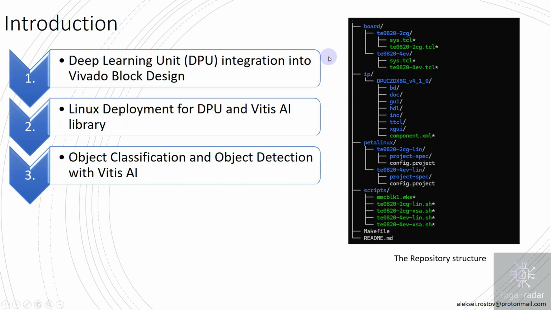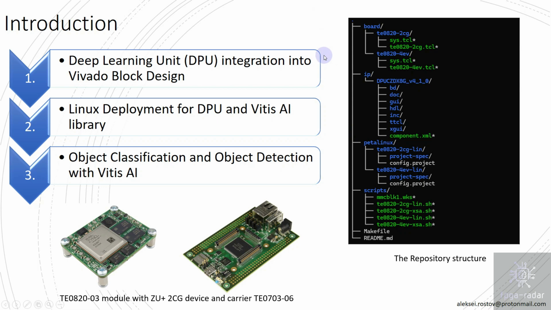Examples for this lesson will be run on the setup based on a Trenz module with the Zynq UltraScale+ 2CG device on the Trenz module and carrier board. The carrier board consists of several interfaces. It's Ethernet and a USB COM interface for communication, a USB interface for the USB camera, power supply, and a microSD slot, since microSD will be used here as a boot device for Zynq UltraScale+.